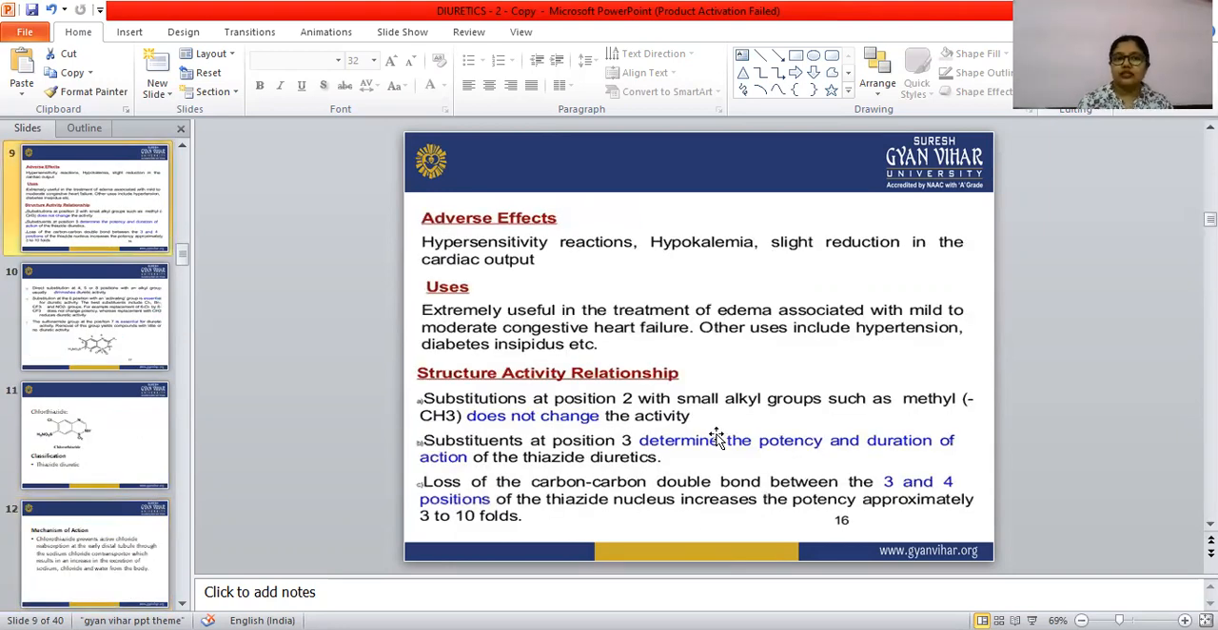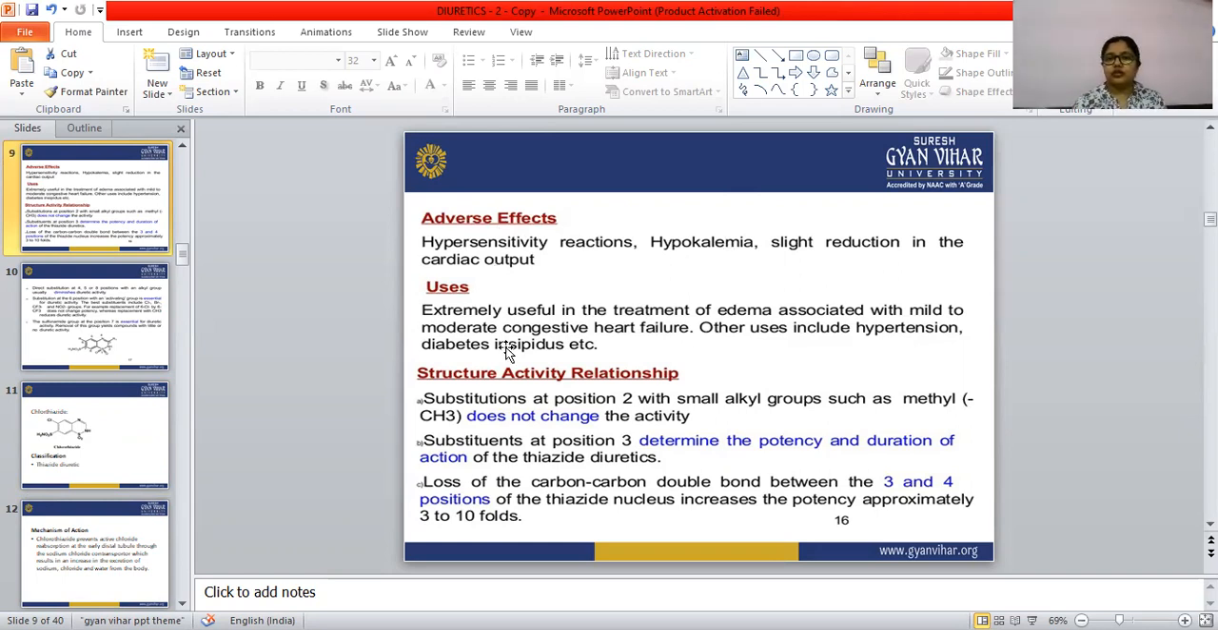Let's see some adverse effects of these thiazide drugs: hypersensitivity reactions, hypokalemia, and slight reduction in the cardiac output. The first one is hypersensitivity reaction. Hypokalemia means loss of potassium, and slight reduction in the cardiac output is also an adverse effect of the thiazide drugs.